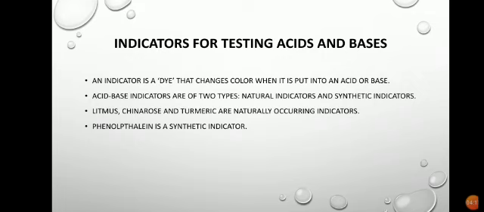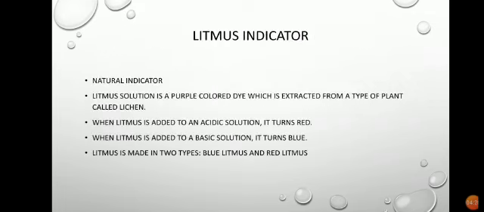Next we will discuss litmus as an indicator. Litmus is a natural indicator. Litmus solution is actually a purple colored dye which is extracted from a type of plant called lichen. Lichen, you have already read in chapter number 1. It is a combination of algae and fungi, a kind of symbiotic relationship. Litmus has a purple color, or mauve color, in water.